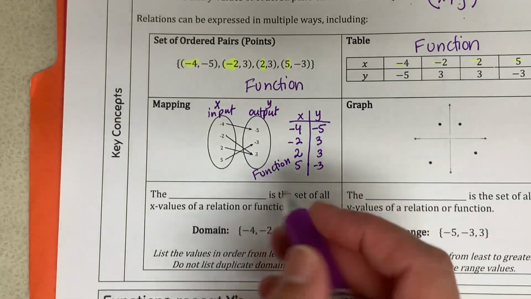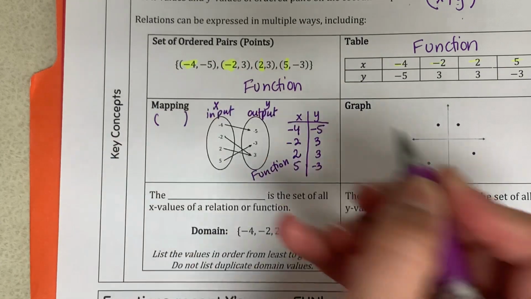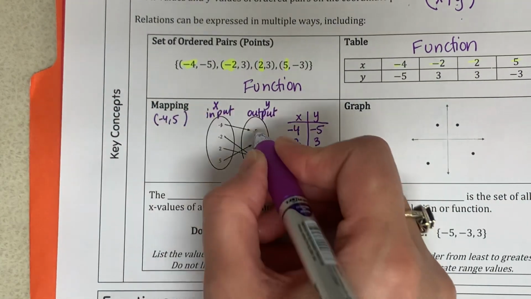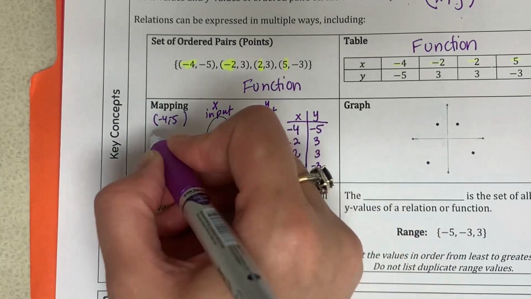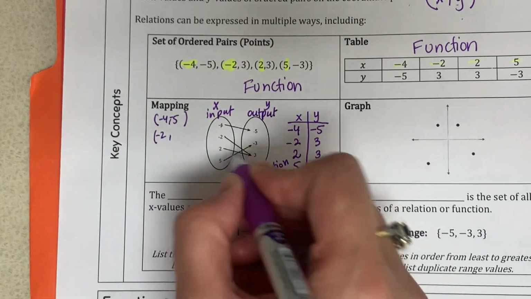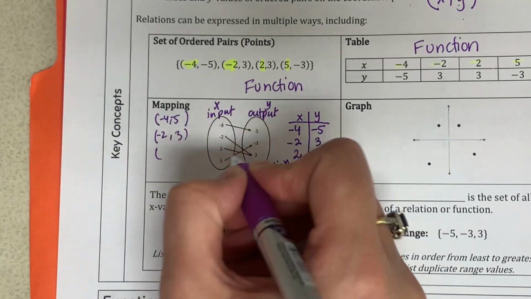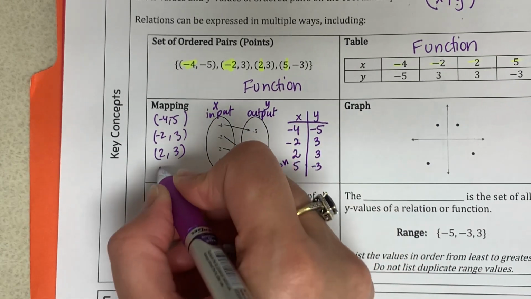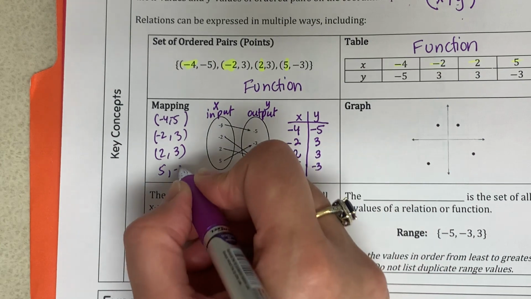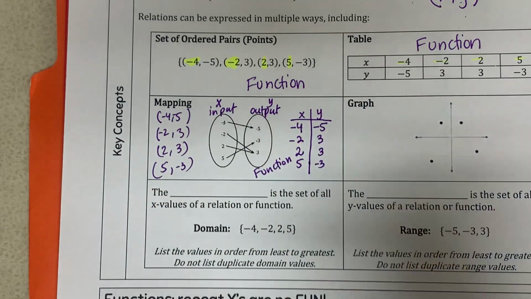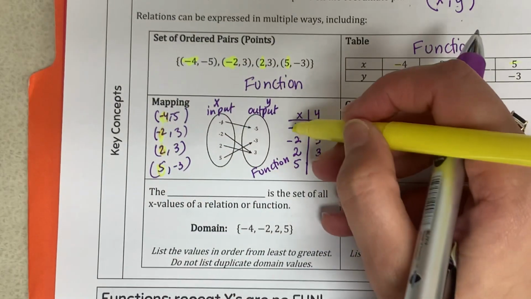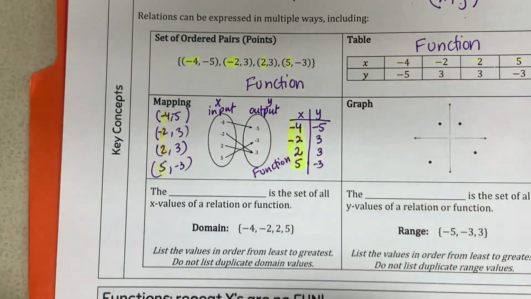The other way of writing a mapping is I can make ordered pairs because it is x and y. So x is -4, y is -5, and x is -2, y is 3, x is 2, y is 3, x is 5, and y is -3. In order to determine whether it's a function or not, look at the x values. And easy.